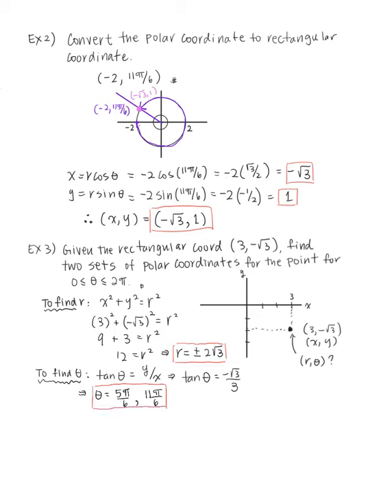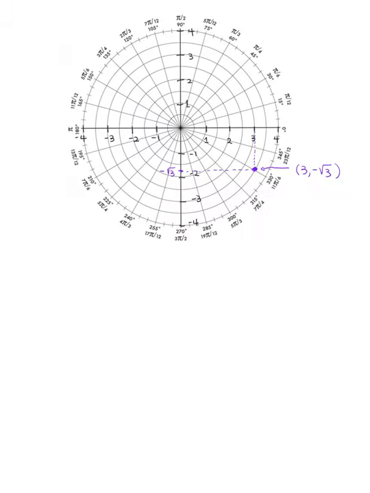Now we need to analyze a little bit. I have a feeling I'm going to run out of room on this page, so I'm going to go to the next page. Here I plotted our point 3 comma negative square root of 3 on the polar graphing paper. Remember that our r was plus or minus 2 square root of 3, and theta was 5 pi over 6 and 11 pi over 6. Let me box that because we need this information here.